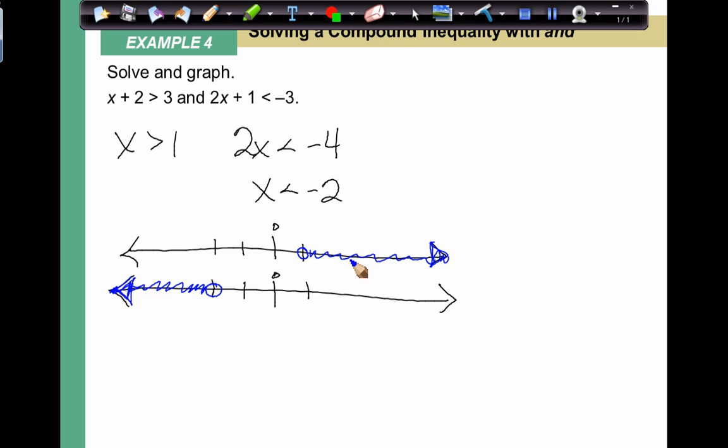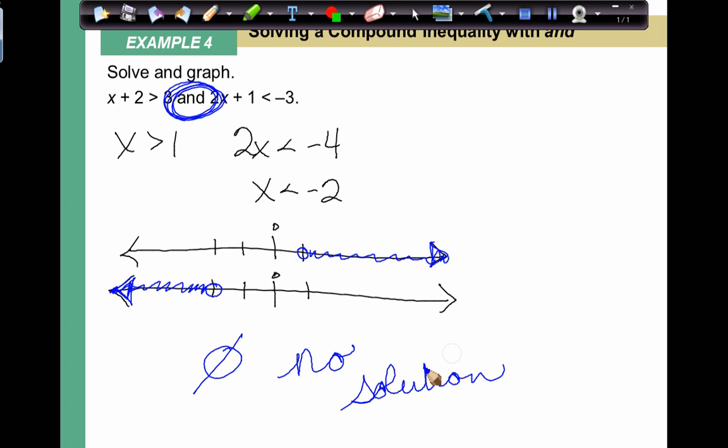So if there's no overlap and we're doing an and, remember and means intersection, overlap. So if there's no overlap, then you have to say no solution, empty set, something like that. And remember the empty set, you can draw a circle with a line through it for empty set. You can say no solution. Or you can have an empty graph, no solution. Okay, awesome.